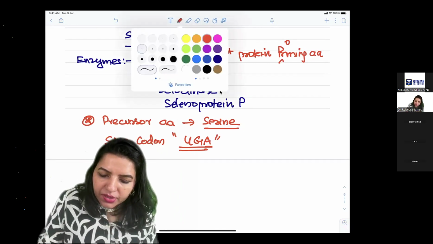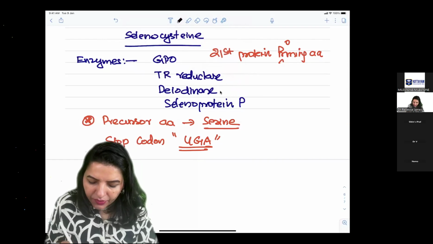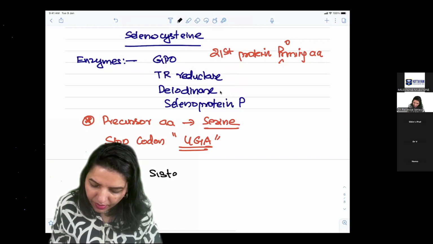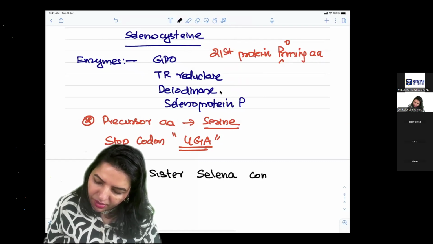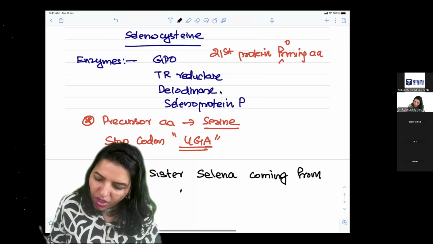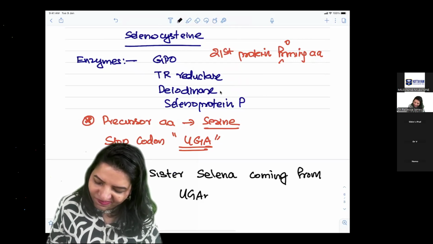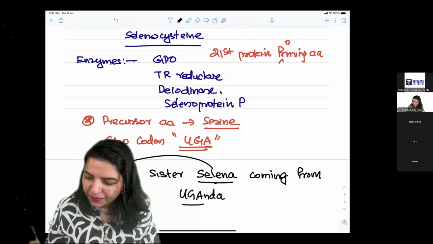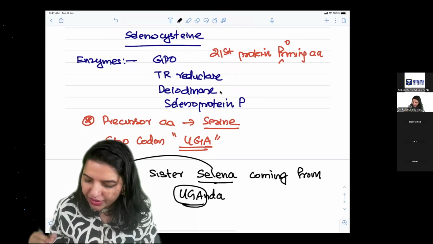So to learn this precursor amino acid and all, I'll give you a simple way to remember. Serina's sister Selena coming from Uganda. You remember, for the selenocysteine, the precursor amino acid is serine and the codon is UGA.